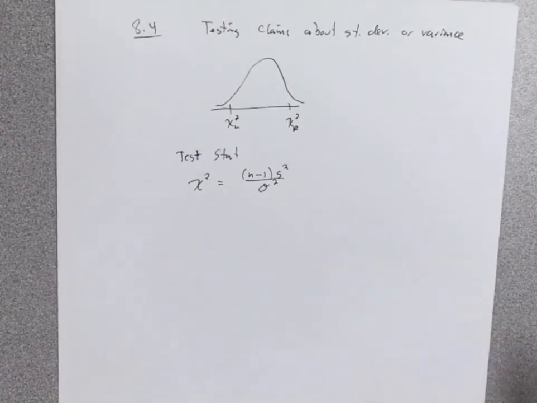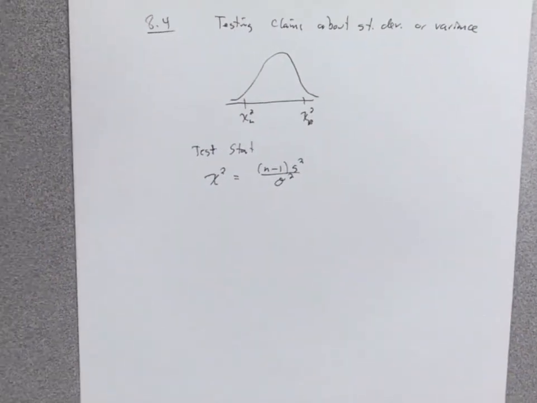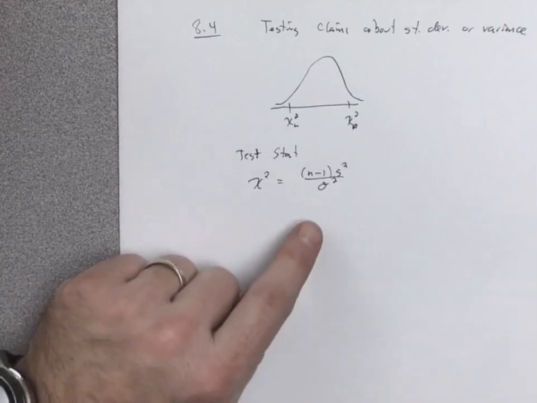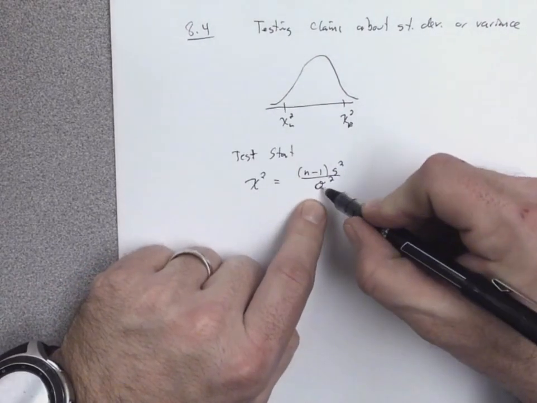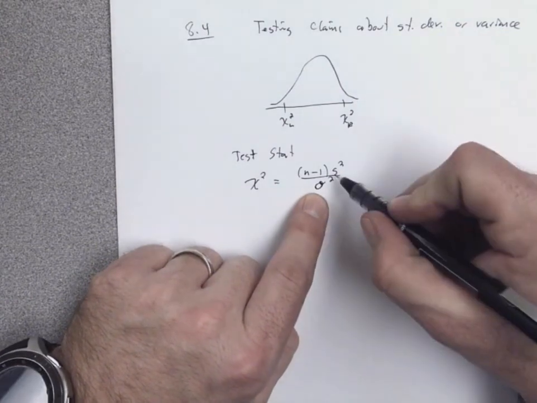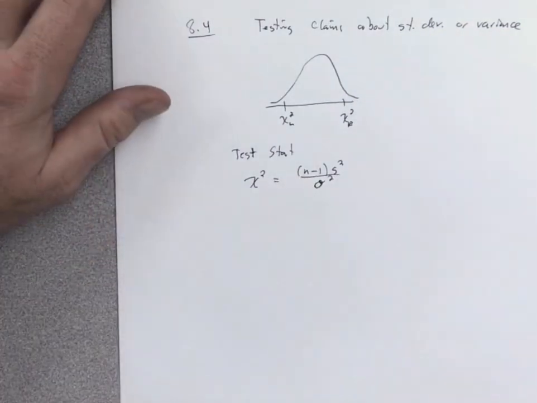These are either going to be given or you have to find them. What I mean by that is sigma squared is going to come from your claim, and s and n are going to come from your sample.